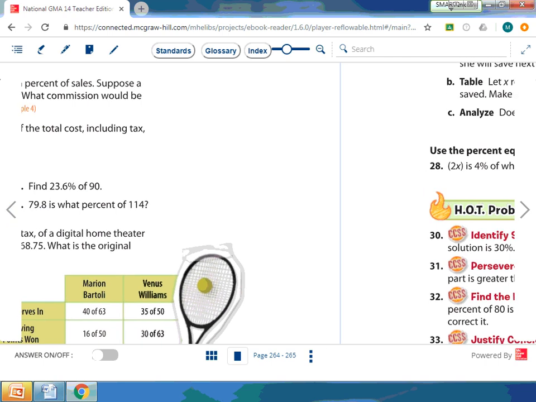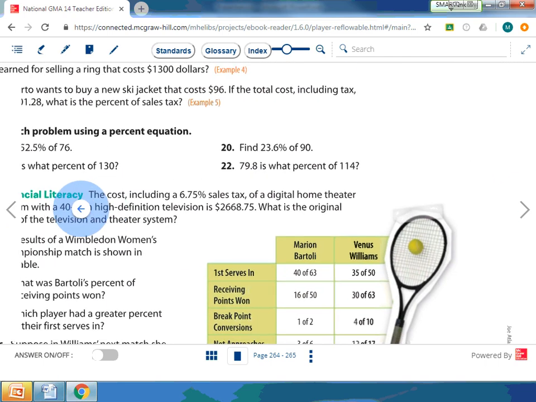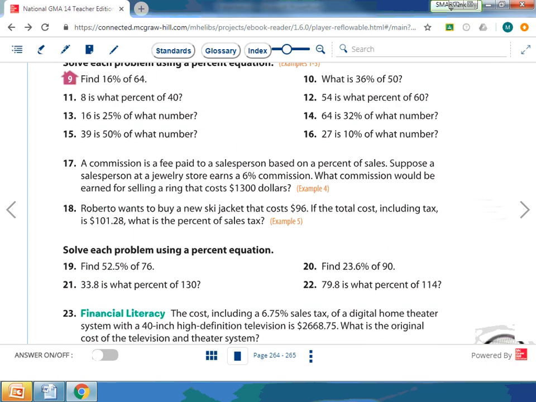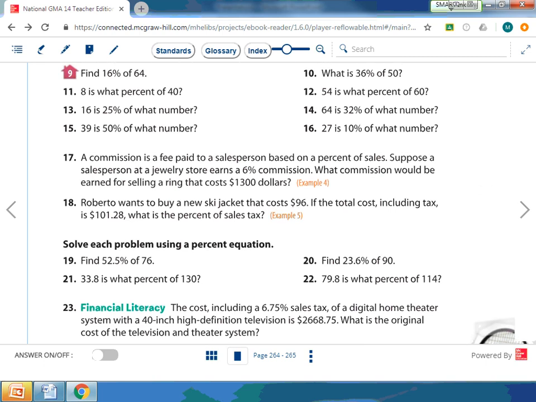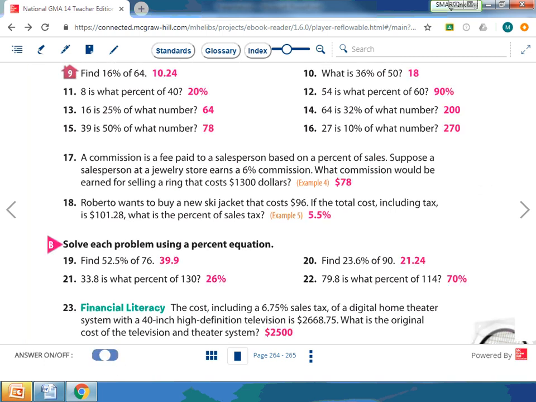All right, let's go through, check our homework here. Okay, so we're going to look at our homework answers. You guys are going to do a quick check. I'll go over any of these with you. Starting at number 12.